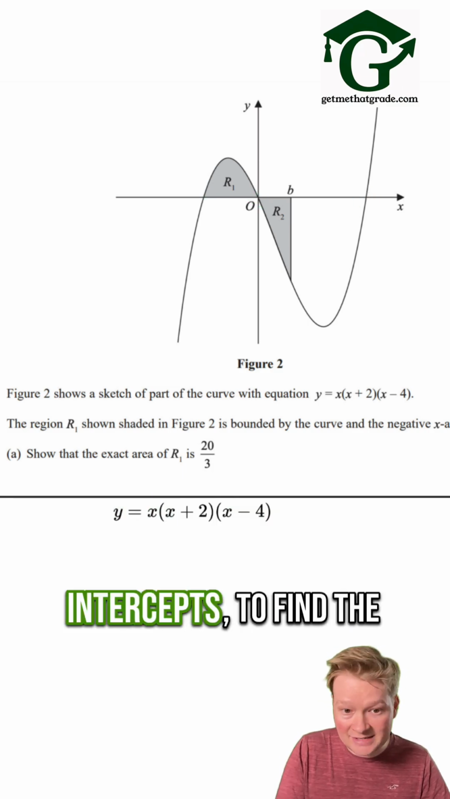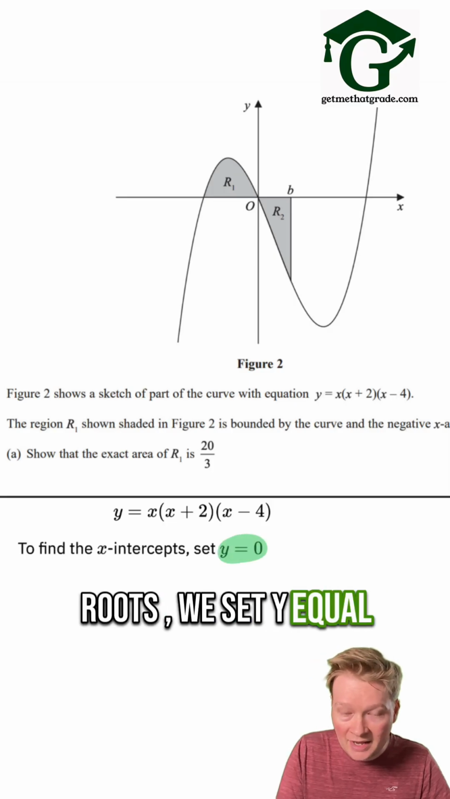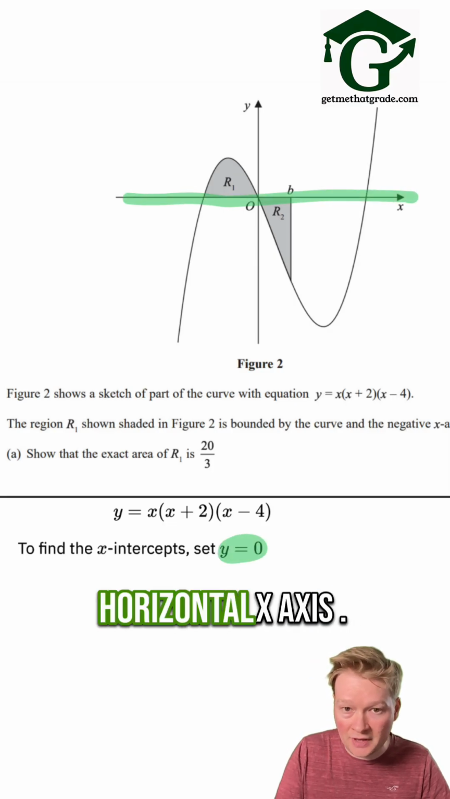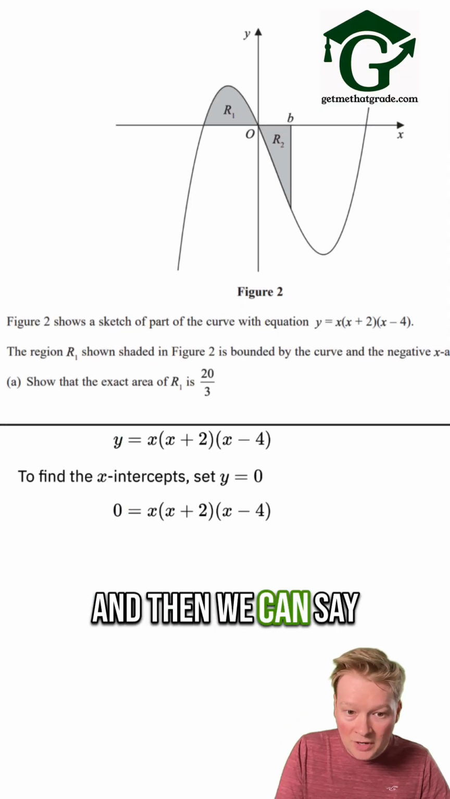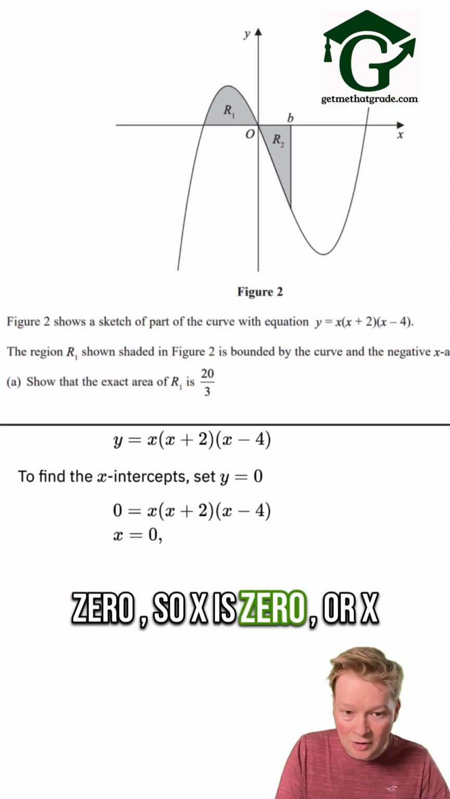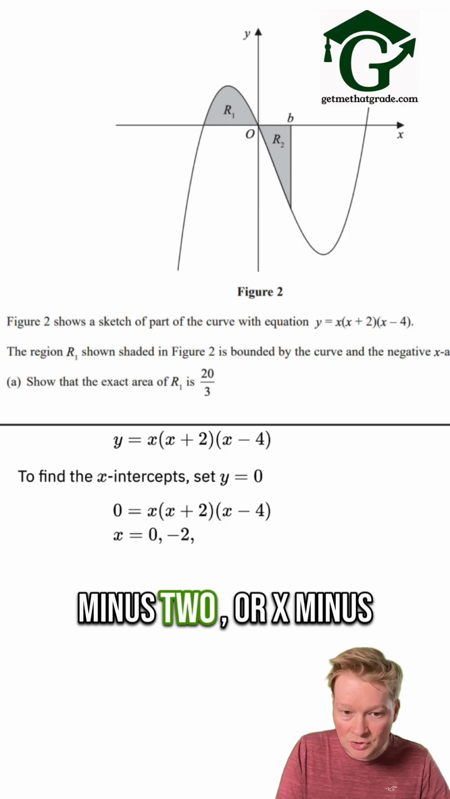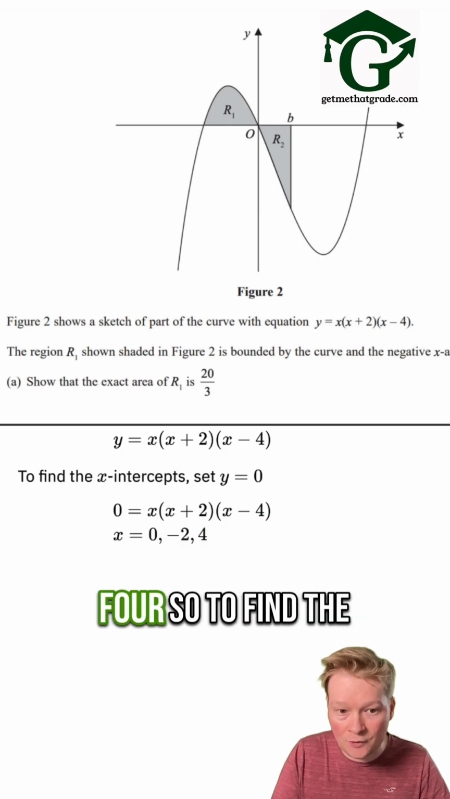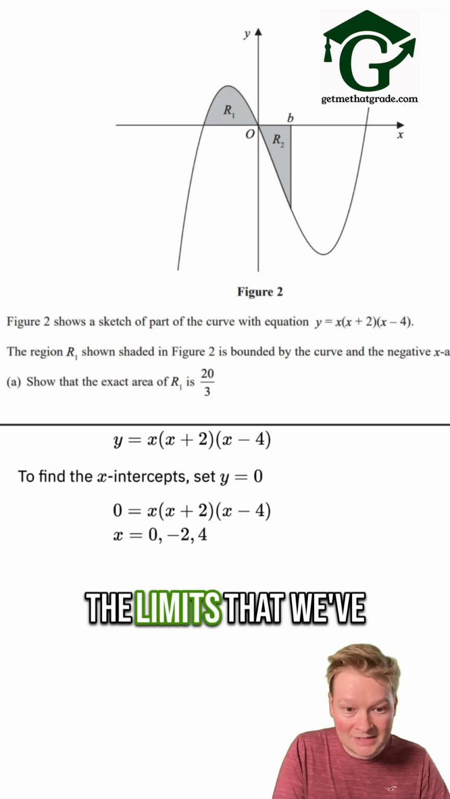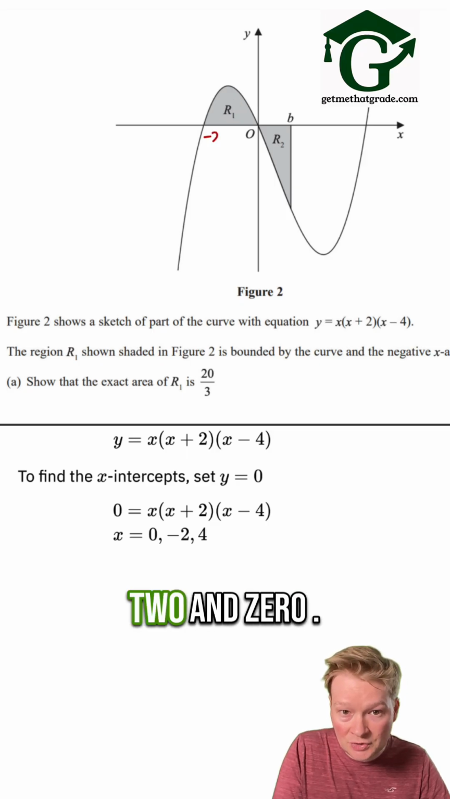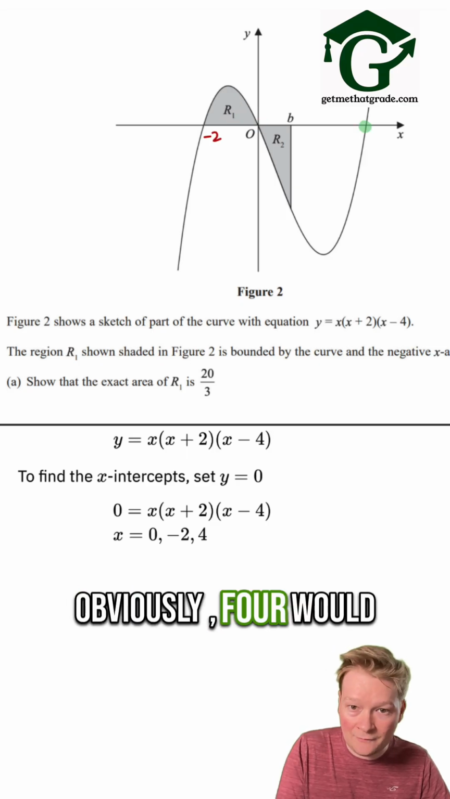To find the x-intercepts, to find the roots, we set y equal to 0, because that's the equation of the horizontal x-axis. So replacing y with 0, we get this. And then we can say that either this is 0, so x is 0, or x plus 2 is 0, x is minus 2, or x minus 4 is 0, so x is 4. So to find the area of R1, we can use integration with the limits that we've just found of minus 2 and 0. Obviously 4 would be over here.